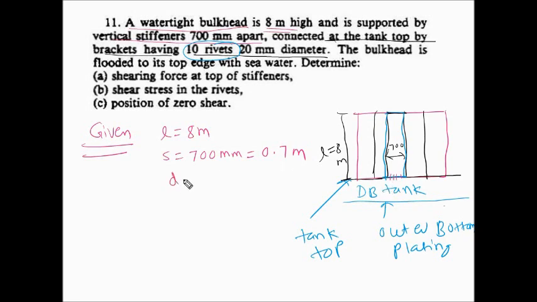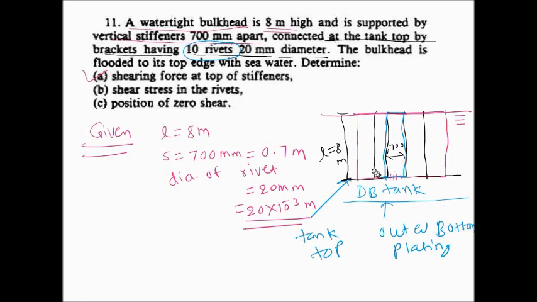And the diameter of the rivet is 20 mm. Convert in meter, so 20 into 10 raised to minus 3 meter. So these things are given here. Now they are asking, the bulkhead is flooded to its top edge with seawater. So this is up to here. We have seawater. Okay. Now how to proceed for that?